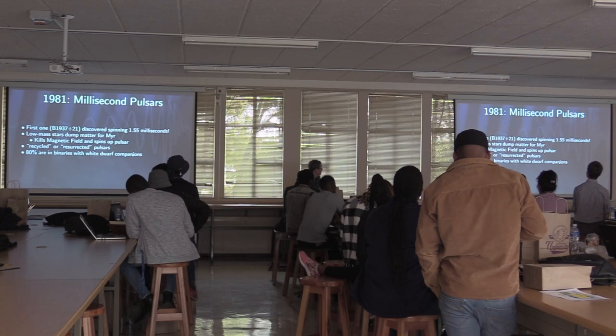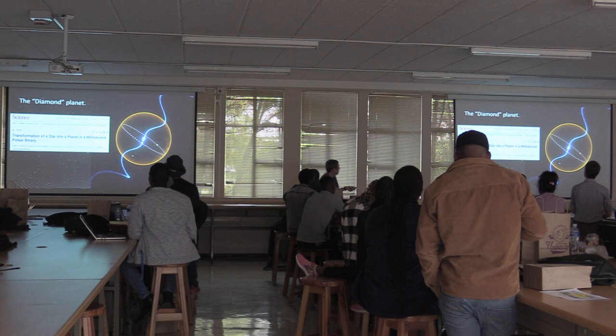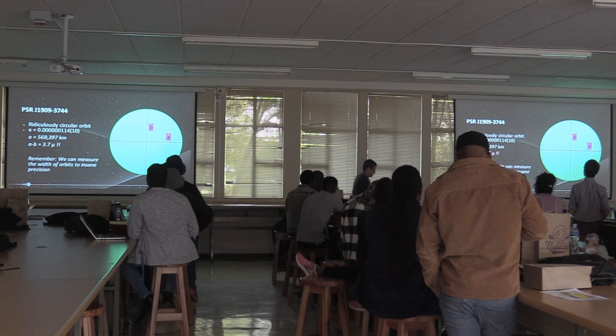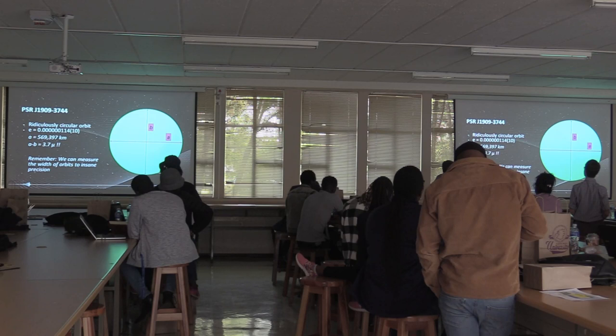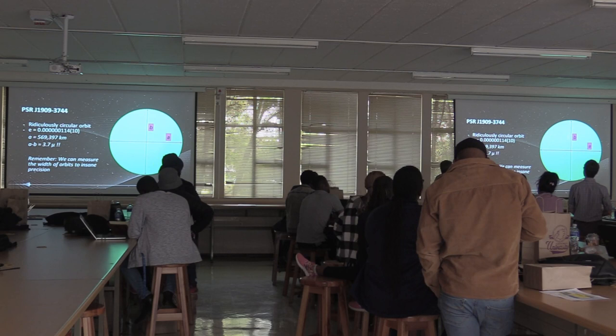Some of them have funky companions that are so compact the whole thing would fit inside the sun. 1909, which is my beta pulsar, you can measure its orbital eccentricity and it's 10 to the minus 7. And so this means in the elliptical orbit, the difference between the semi-major axis and the semi-minor axis is only 3.7 micrometers.